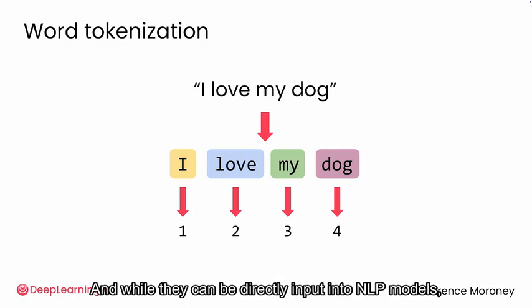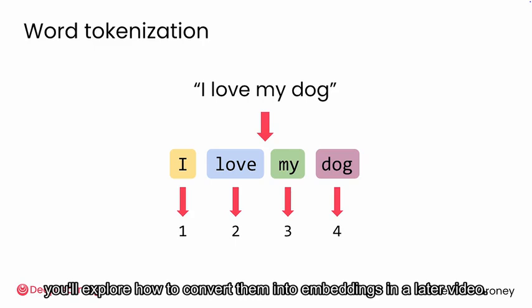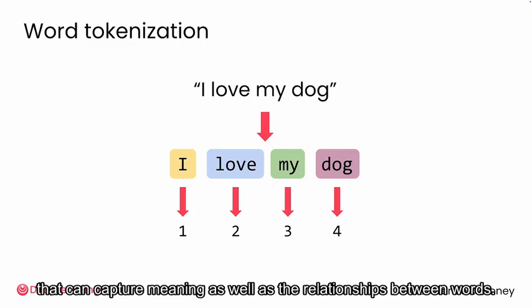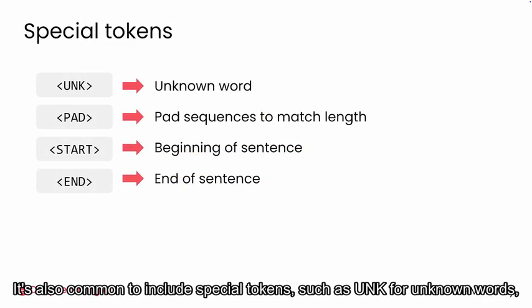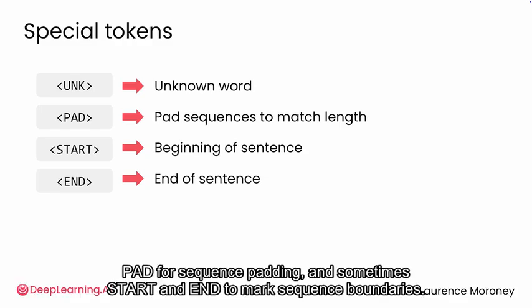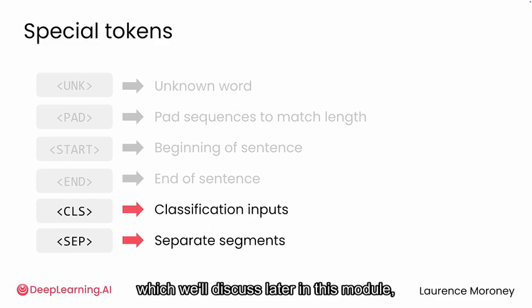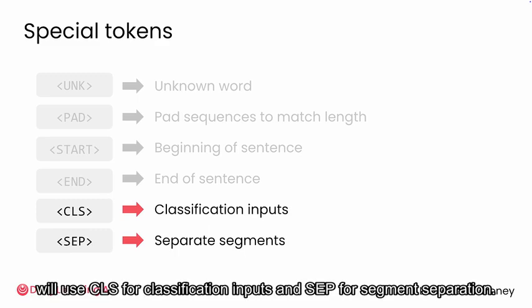And while they can be directly input into NLP models, you'll explore how to convert them into embeddings in a later video. And an embedding is a more suitable numerical representation of words that can capture meaning as well as the relationships between words. It's also common to include special tokens, such as UNK for unknown words, PAD for sequence padding, and sometimes START and END to mark sequence boundaries. Also, modern NLP libraries, such as those powering models like BERT, which we'll discuss later in this module, will use CLS for classification inputs and SEP for segment separation.